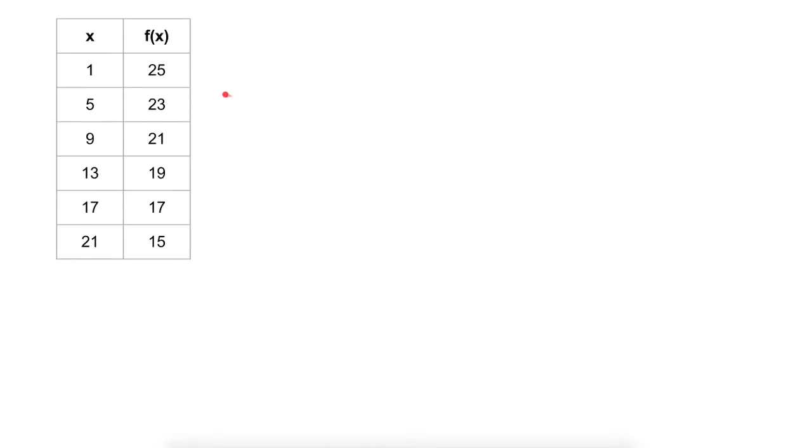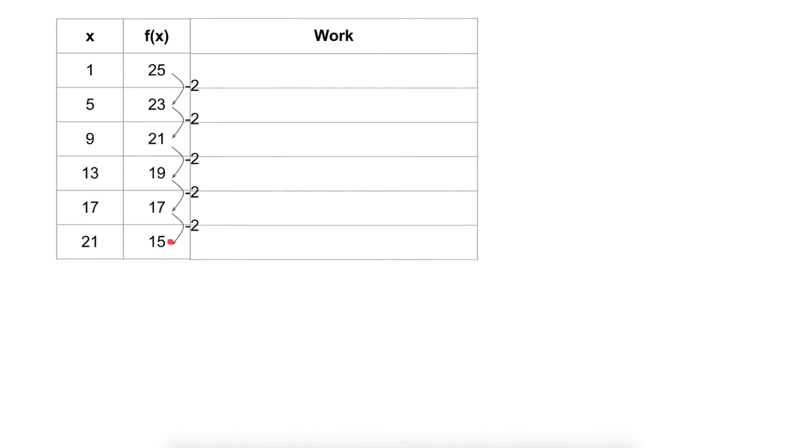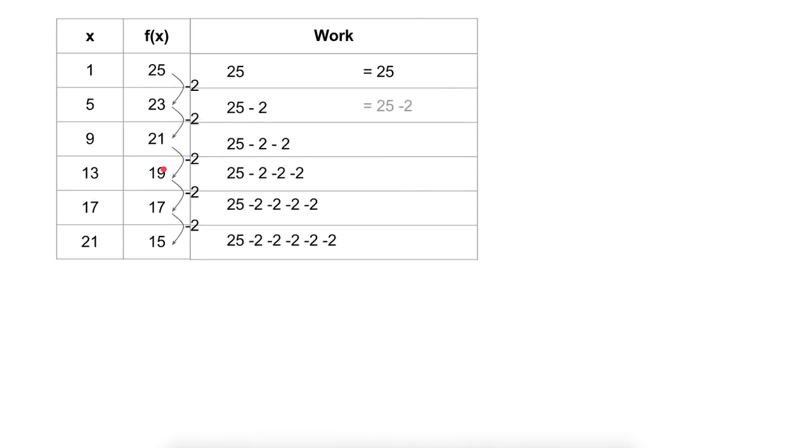So what happens here? Notice I used the same f of x values. We're still going down by 2. So we could do the same thing there. When we get to our work, still the same thing. Everything is exactly the same. To get to this 19, we have 25 minus 2 minus 2 minus 2. Everything's the same. So that means all this part is the same as well.